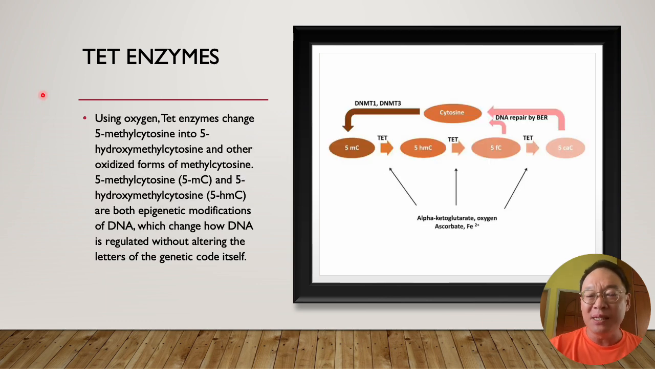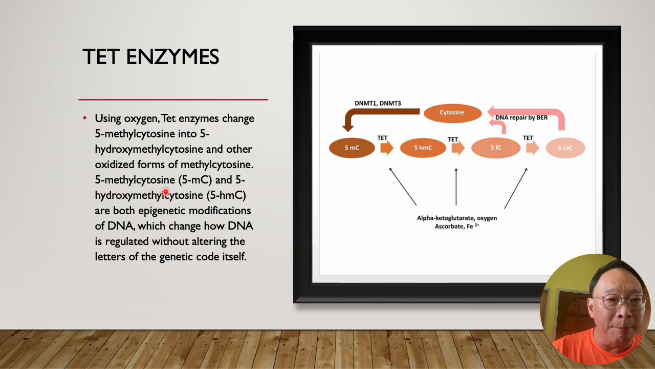Okay, TET enzymes, okay? Using oxygen, that means they use oxygen when you breathe. TET enzymes, see here, 1, 2, 3, change 5-methylcytosine here, 5-mC, right? And other oxidized forms of methylcytosine, okay? It all starts with cytosine, so it's very important for intake.